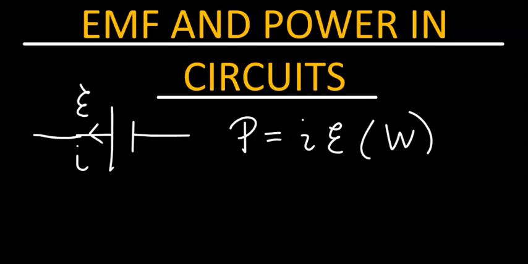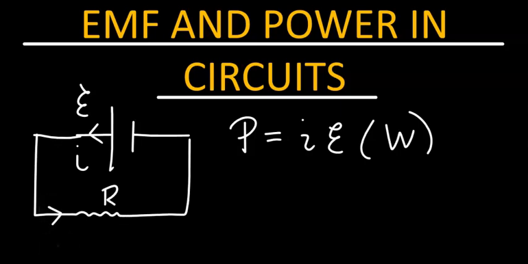So if we assume that this battery is connected to a resistor with a resistance R, and the current passing through this resistor is I, then as the current passes through the resistor, energy will be dissipated per unit time, and the rate of energy dissipation there is given by I squared R. And according to the principle of conservation of energy, these two expressions must be the same. Let's look at the problems.